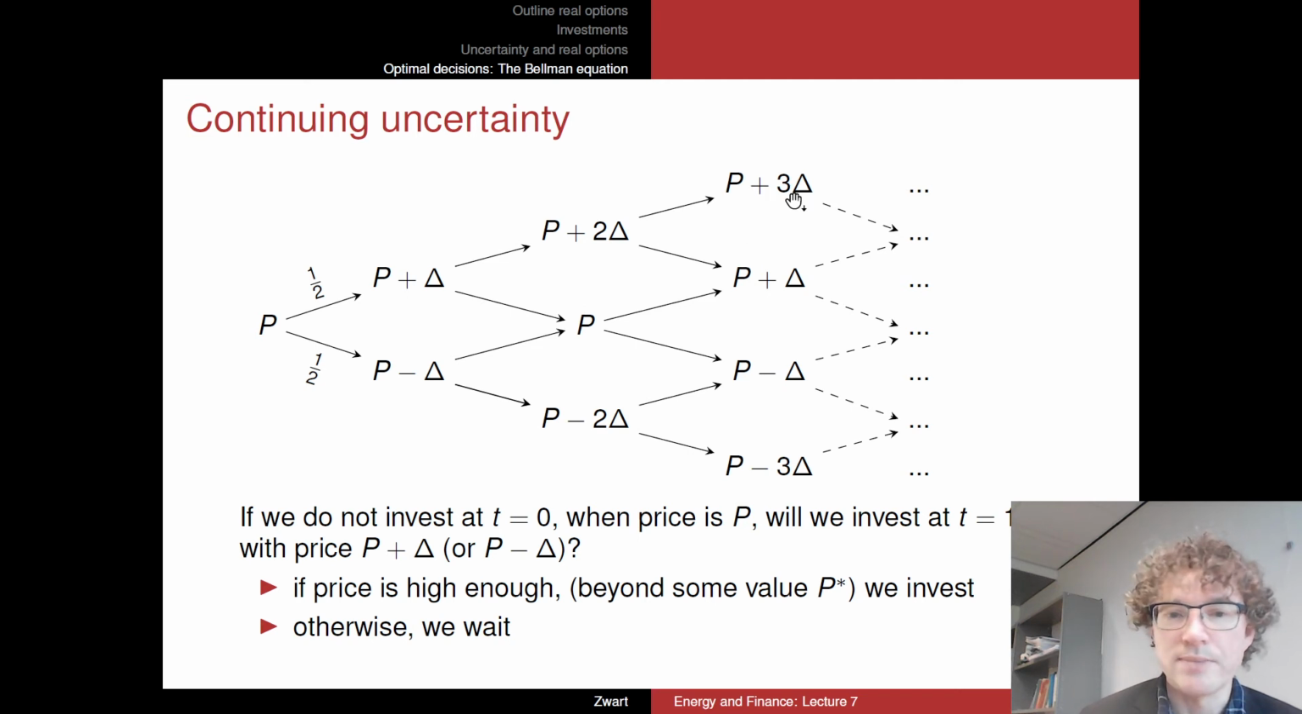And we have this whole tree. So if we do not invest right away at t equals 0, where we know price to be p, will we then make this investment at t equals 1 when we know whether price is p plus delta or p minus delta? Or should we then wait a little bit longer? You can imagine that you will make the investment when the price is high enough. If price goes beyond some value, at some point you say, perhaps now is about time to make this investment, and if it's too low, perhaps it's still time to wait. But you have to figure out where this optimal value of p is.